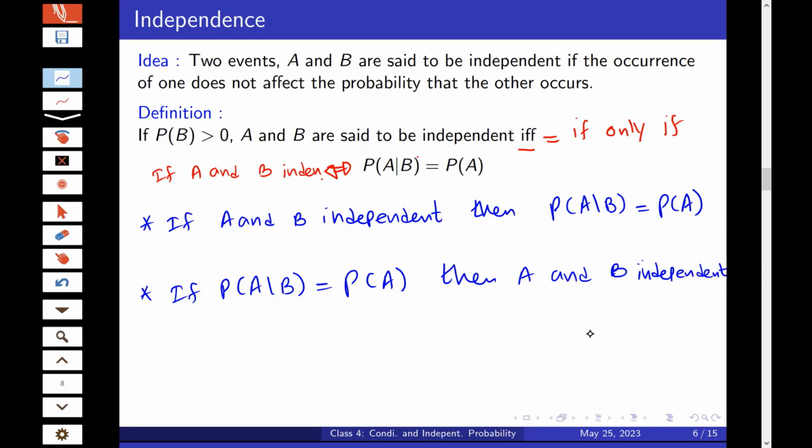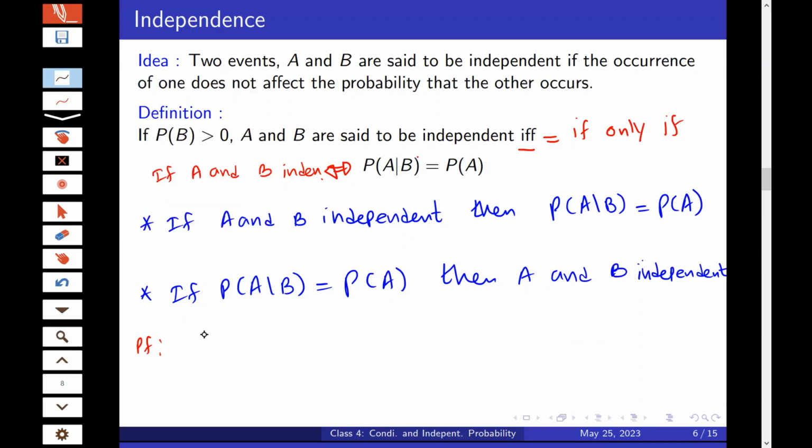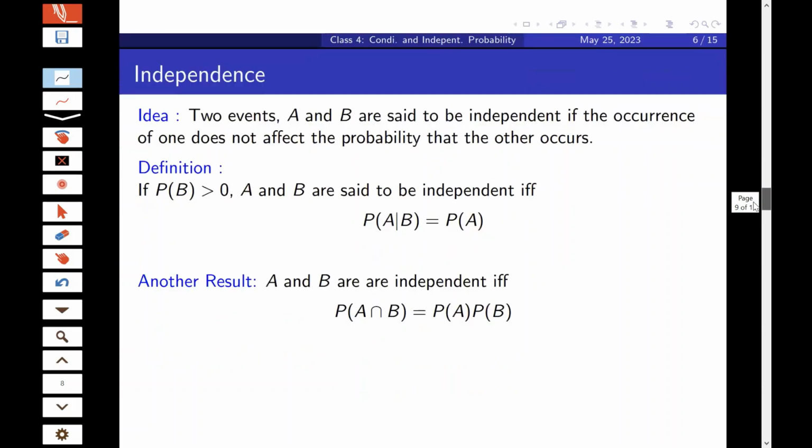So this is the meaning of if and only if. The proof is straightforward. I will use a different color to show the proof. This first part we don't need to prove, but in the next result we can prove it. So I will show you how to prove the second result.